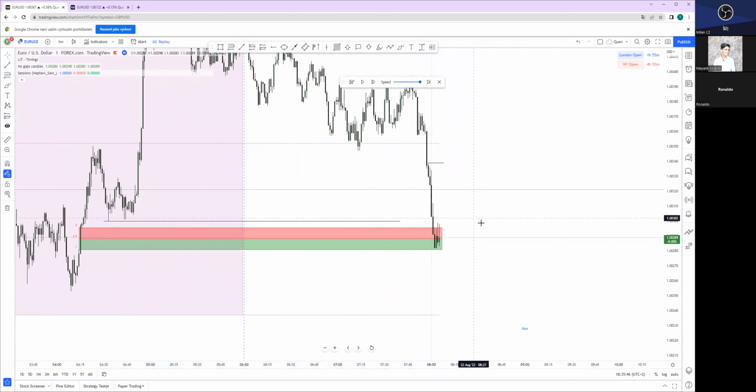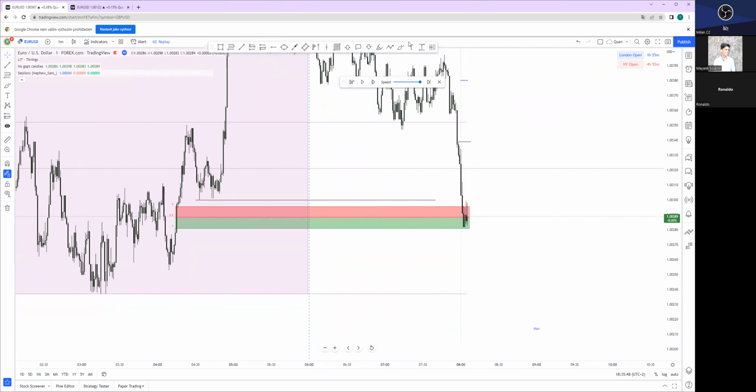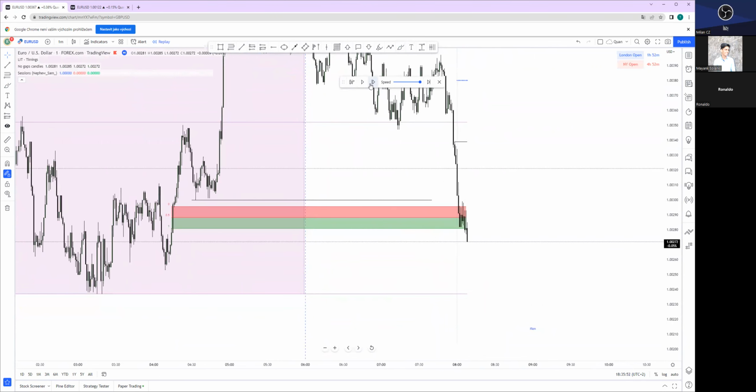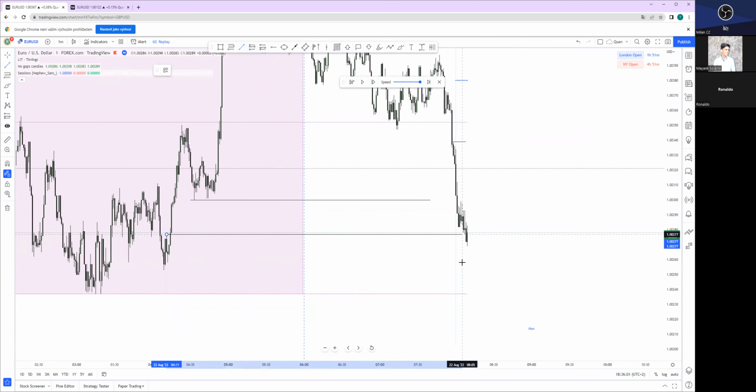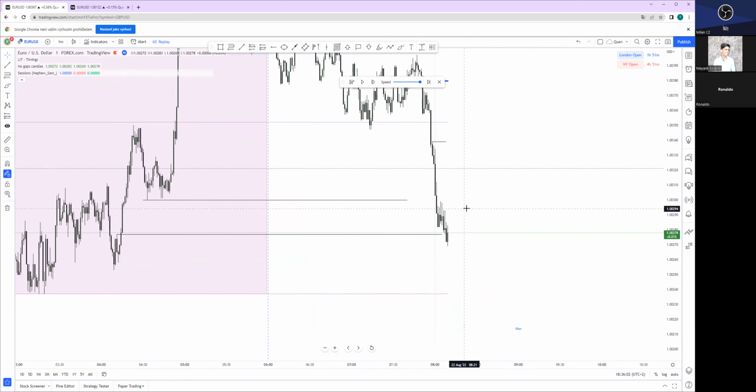But it means nothing. That doesn't make this low strong or anything like that. It's just a random low. So here, reacting to this sell to buy. Nothing crazy.